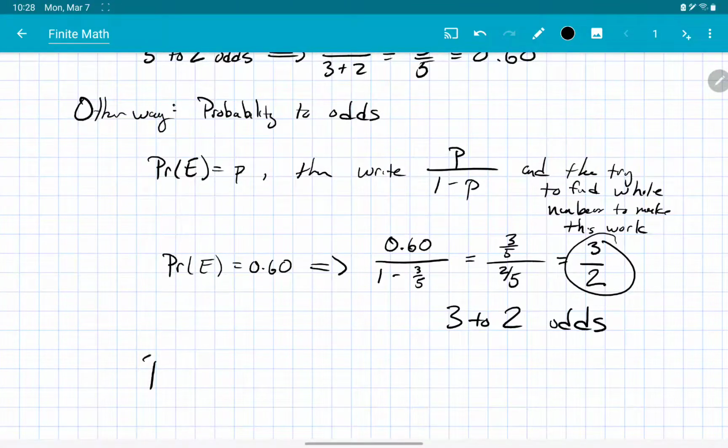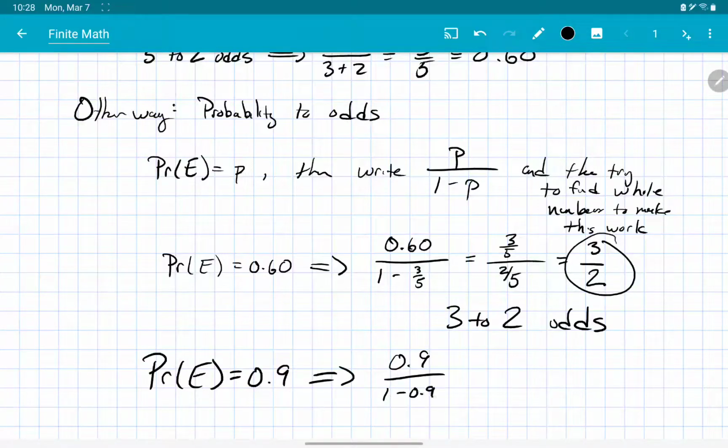Another example, if the probability of an event is 0.9, then we'd have 0.9 divided by 1 minus 0.9, so that's 0.9 over 0.1, which is 9. So this would be 9 to 1 odds.